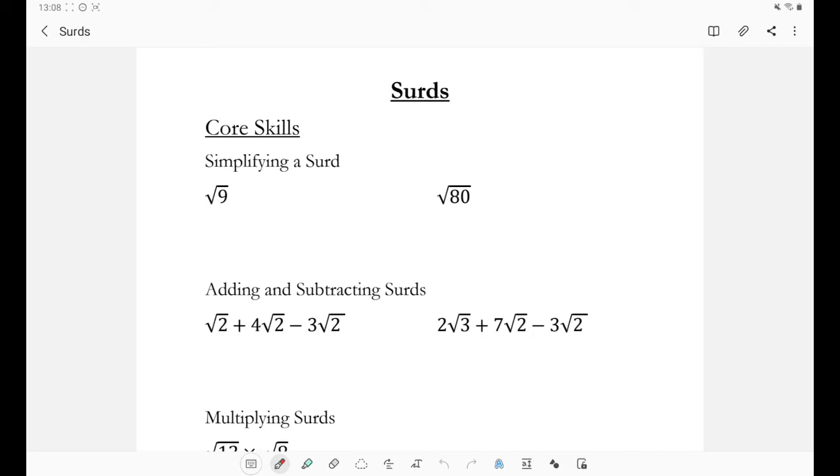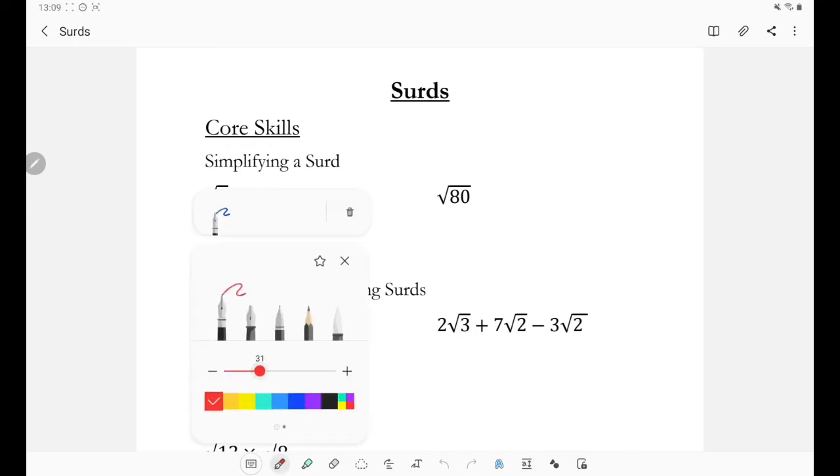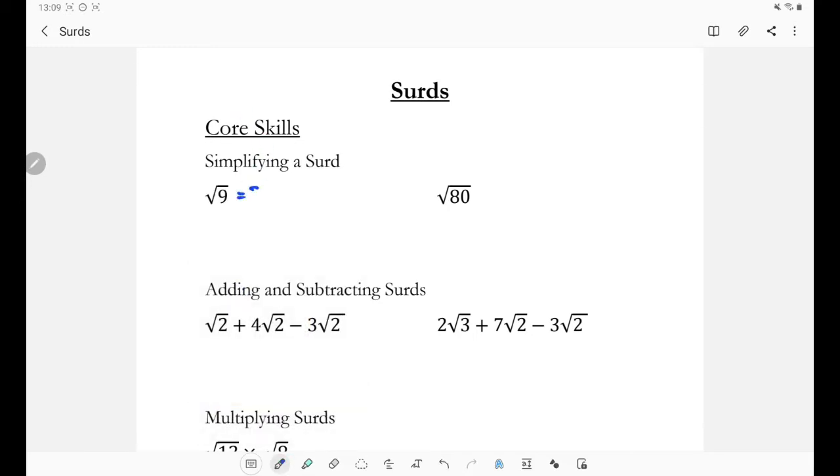So, simplifying a surd. What is a surd? A surd is a value where, when you square root it, you don't get a whole number or an exact value. You end up with a decimal that goes on and on and on. So that's going to be 8 point something horrible. Therefore, root 9 is not a surd, whereas root 80 would be. However, looking at root 80, that's distinctly unpleasant.